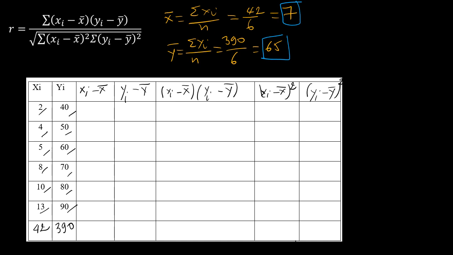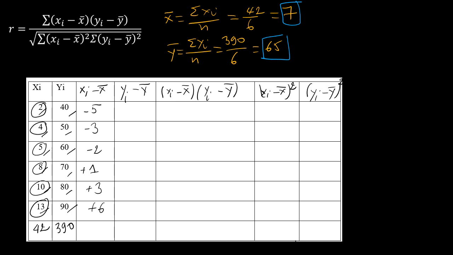Now what we want to do is perform the operations that the column headers have, and we're going to take the sum of every column. So let's begin there. Here we have x minus the mean of x, so we have 2 minus 7 is minus 5. We have 4 minus 7 is minus 3. 5 minus 7 is minus 2. 8 minus 7 is plus 1. 10 minus 7 is plus 3. 13 minus 7 is plus 6.